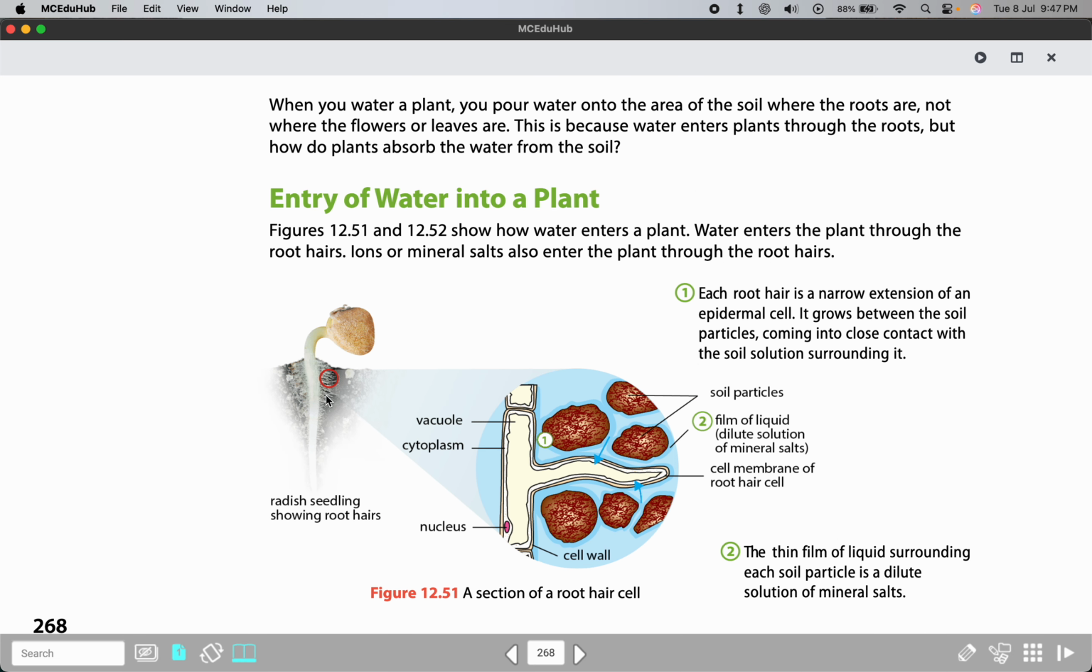If you zoom in all the way, we can see that this seedling is showing some root hairs. Each root hair has a narrow extension, and this narrow extension pushes itself between the soil particles and comes into very close contact with the soil solution around it. Let's say that it's raining or the soil is wet. There's a thin film of liquid surrounding the soil particle, and that is actually a dilute solution of mineral salts. So with this thin film of dilute solution of mineral salts, what is going to happen?